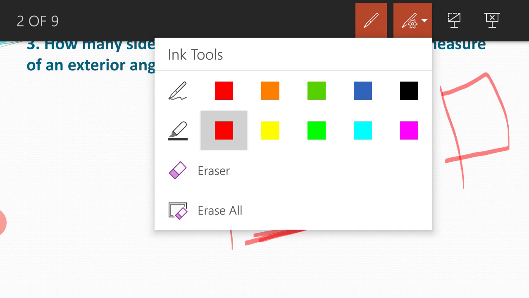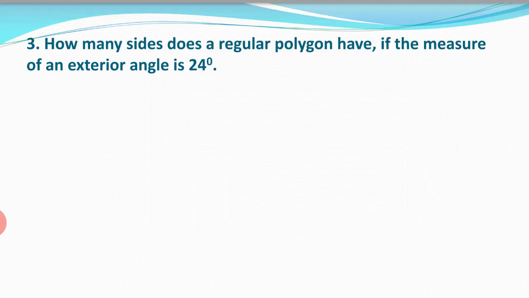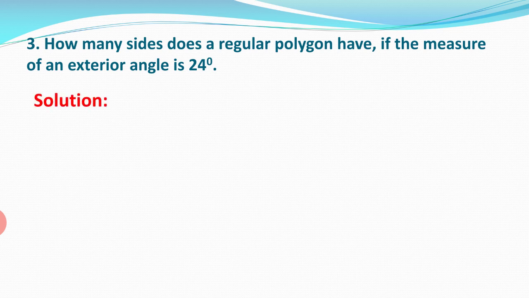So we are going to use the property of exterior angles of a polygon, which tells us sum of all exterior angles of any polygon is 360 degree. Is it clear? So let us go for the solution.